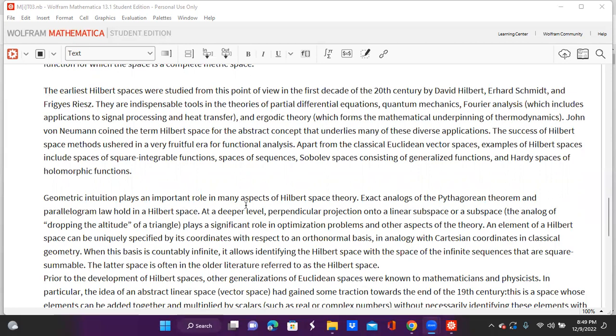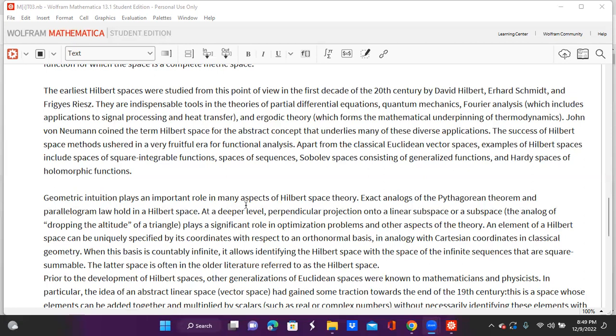They are indispensable tools in the theories of partial differential equations, quantum mechanics, Fourier analysis, which includes applications to signal processing and heat transfer, and ergodic theory, which forms the mathematical underpinning of thermodynamics. John von Neumann coined the term Hilbert space for the abstract concept that underlies many of these diverse applications.